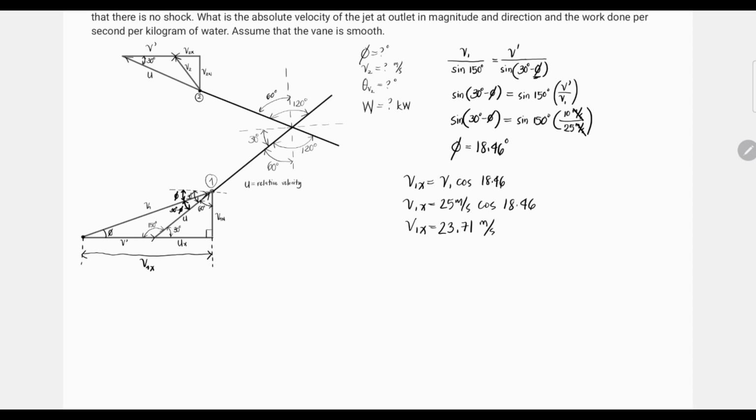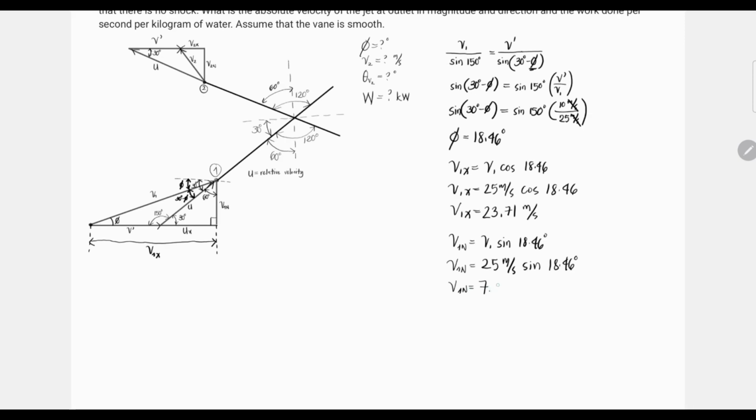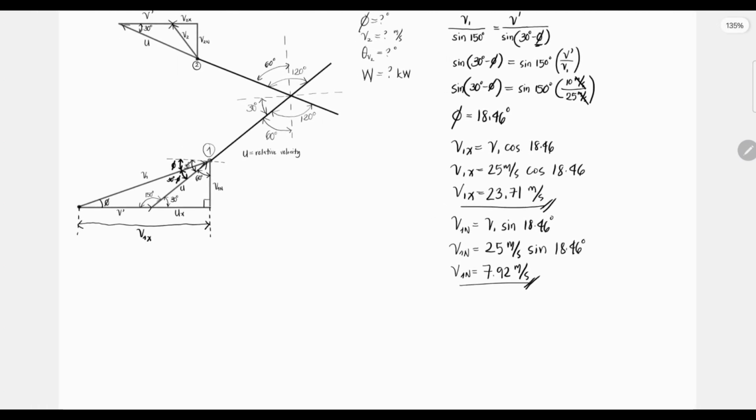meters per second. So for V1n, that is equal to V1 sine 18.46. Therefore, V1n is equal to 25 meters per second sine 18.46 degrees. Therefore, V1n is equal to 7.92 meters per second. Now, we need to solve for our relative velocity.